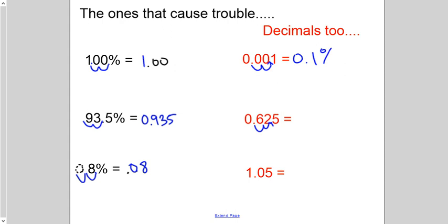Oh, and I'm sorry, I forgot the percentage sign. That's important. So this would become 62.5%. And this one, I know it's weird, but we have to follow the rule. So it would become 105%. So as long as you know that when you're switching from a percent to decimal or decimal to percent, we always move it 2 places. Just make sure that you're sure which direction you should go in, and you'll be fine. But always 2 places, and if you need to, add in that placeholder.